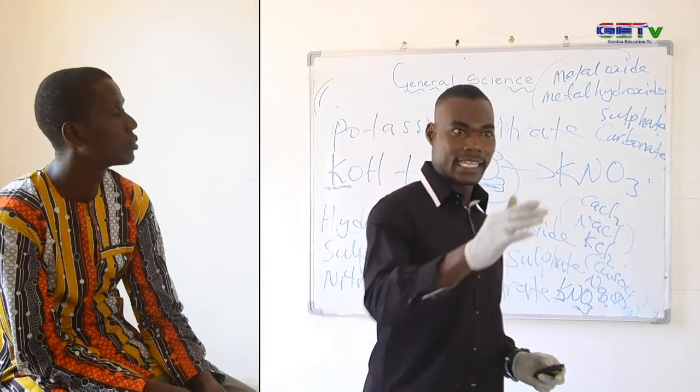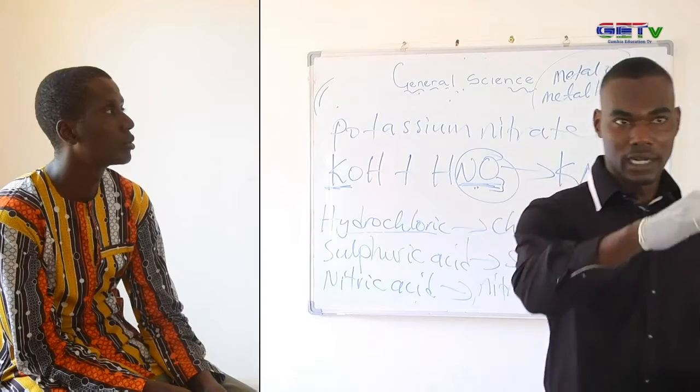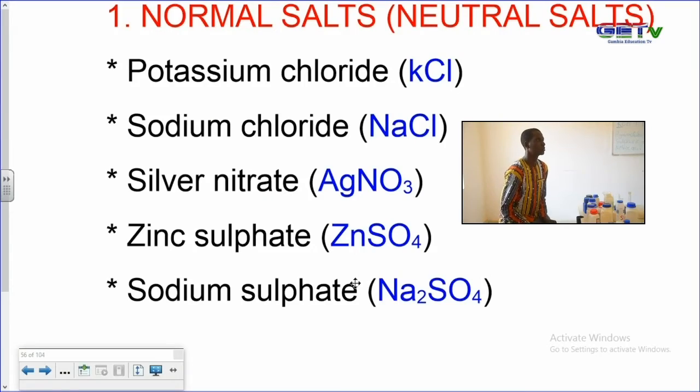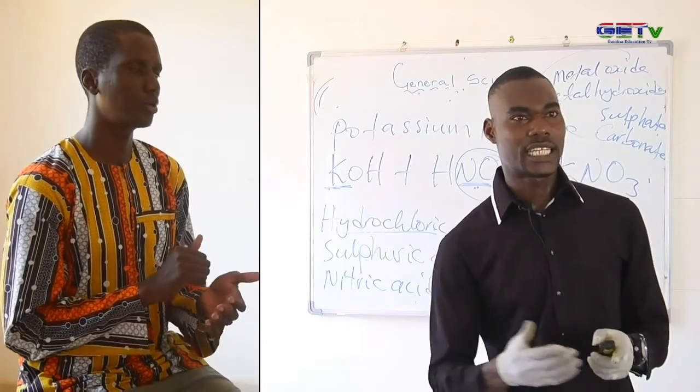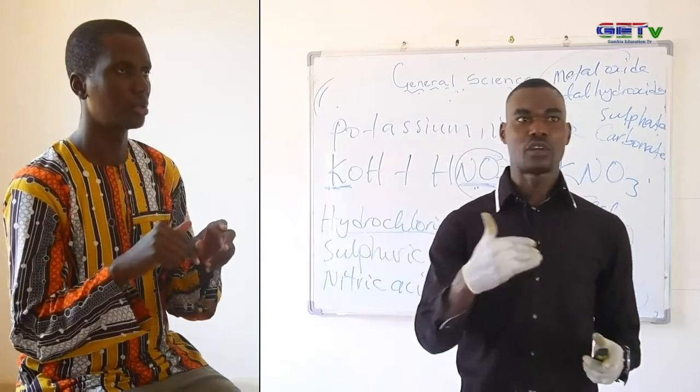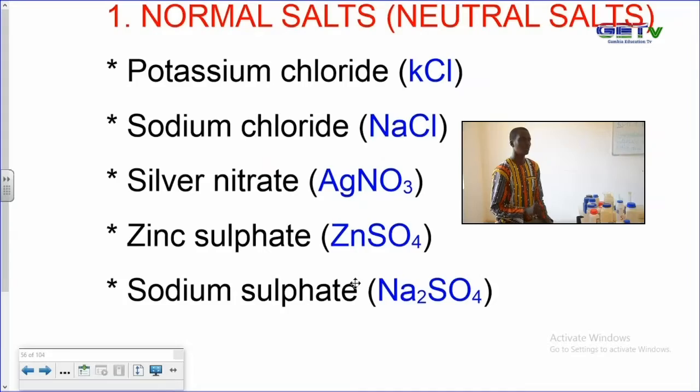So we may end our today's lesson here on normal salts. But before we end the lesson, let's look at some questions to test our understanding of the various ideas we have discussed. For today, we are going to stop at types of salts, and the type of salts we stop at is normal salts, which we call neutral salts. Our next lesson is where we are going to start and continue.